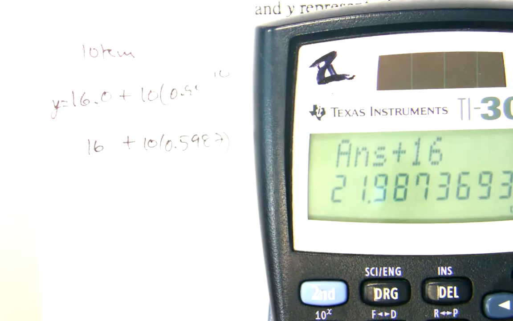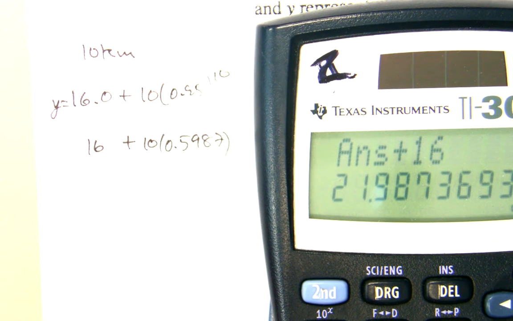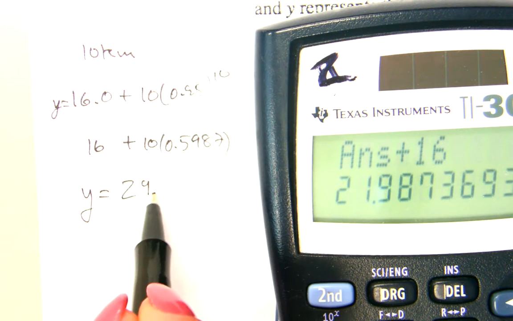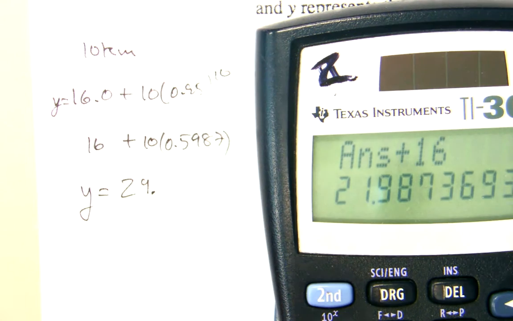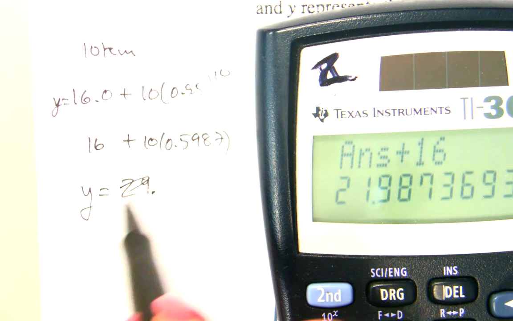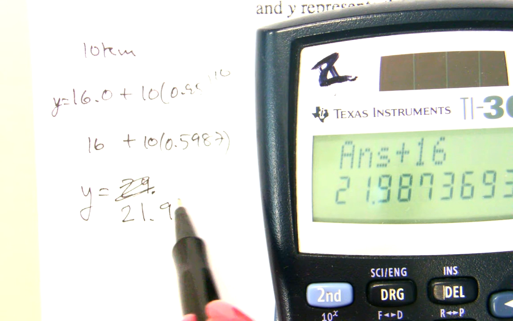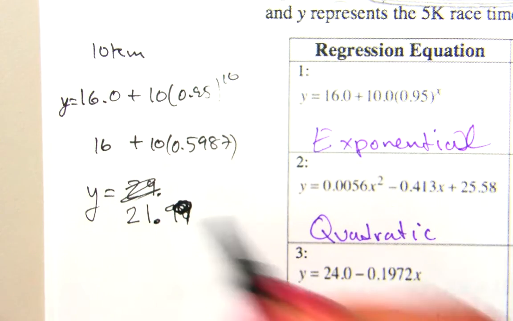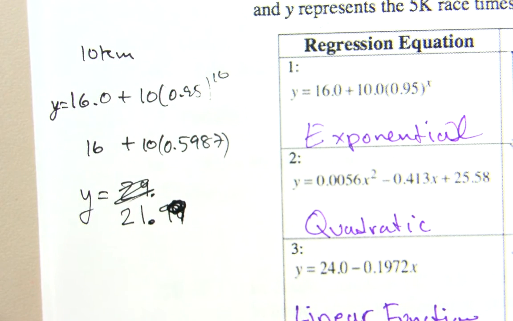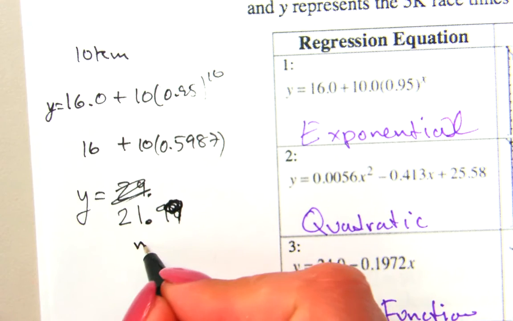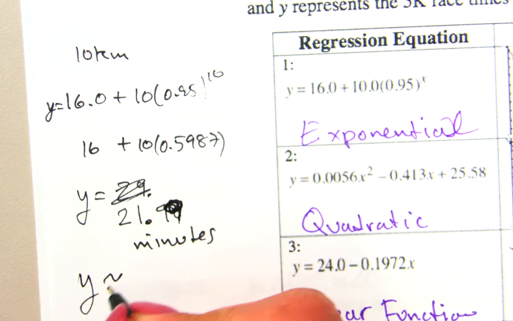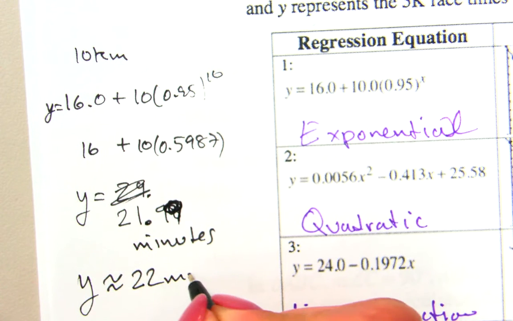So 21.98. So Y is going to be 21.99. I'm going to round because I'm pretty sure we're going to do this in 21.99. Is this seconds? In minutes. Okay, so I'm going to round to almost 22 minutes.